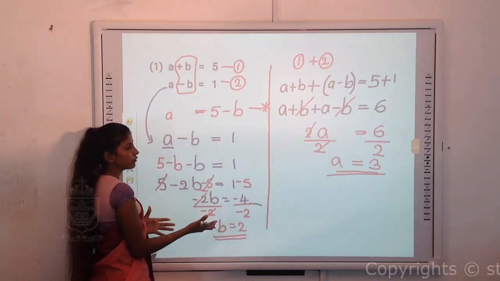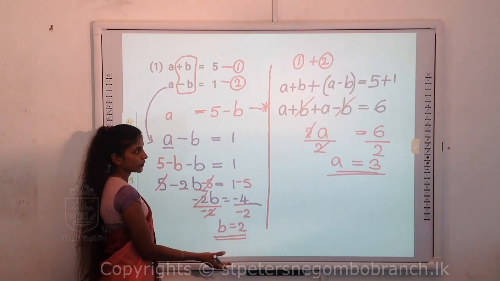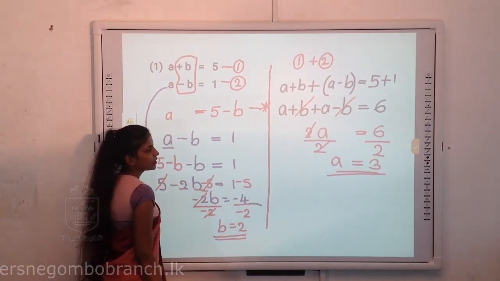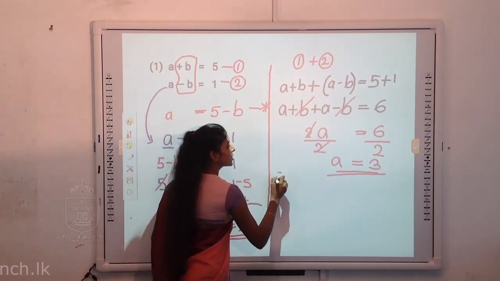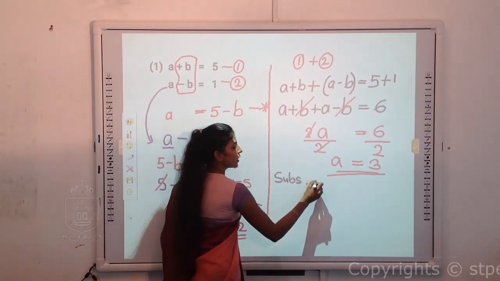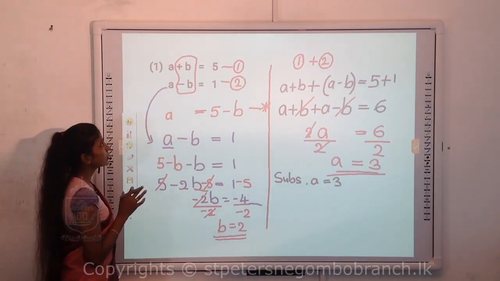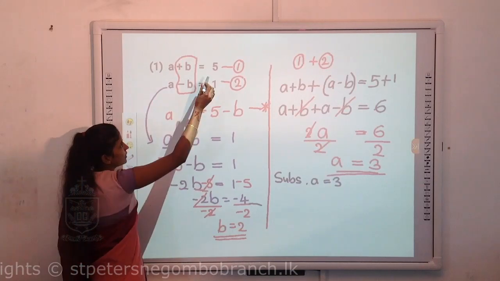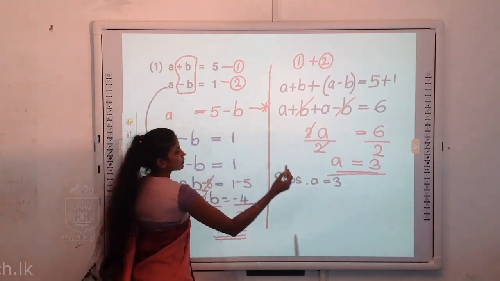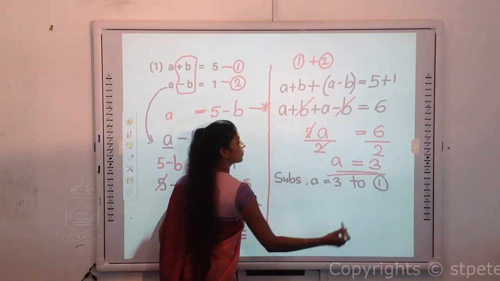So you have to think of the easiest method. Is it substitution or elimination? Right? Let's find the value of b. So in finding b, we are going to substitute. Right? We are going to substitute a equals 3. You can select any easy equation. You can select either first one or second one. So I'm going to select the first equation. I'm going to substitute a equals 3 to first equation.